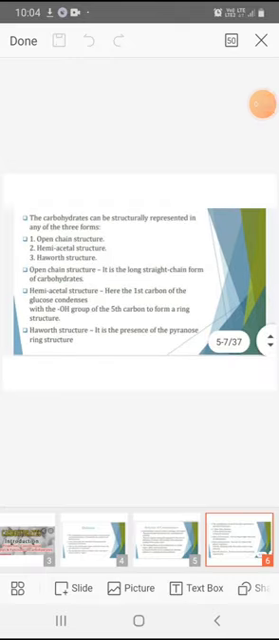Next, the carbohydrate can be structurally represented in any of three forms. First is the open chain structure, second the hemiacetal structure, third the Haworth structure. The open chain structure is a long straight chain form of carbohydrate. In the hemiacetal structure, the first carbon of glucose condenses with the OH group of the fifth carbon to form a ring structure. Third, the Haworth structure has a pyranose ring structure.